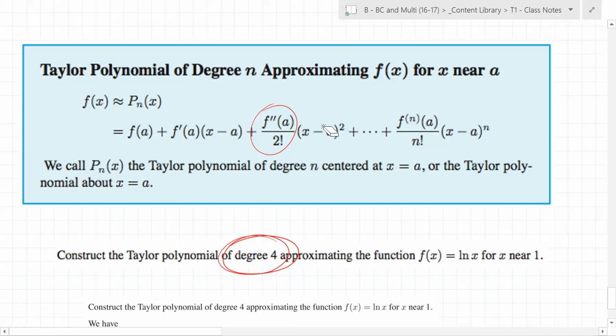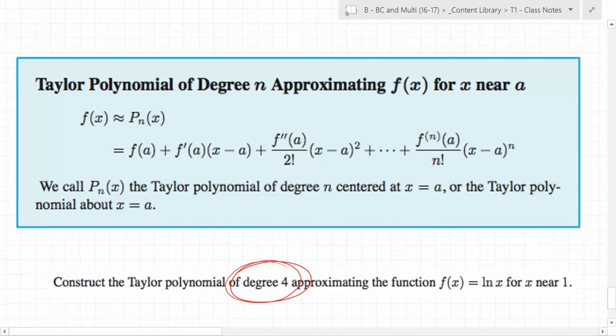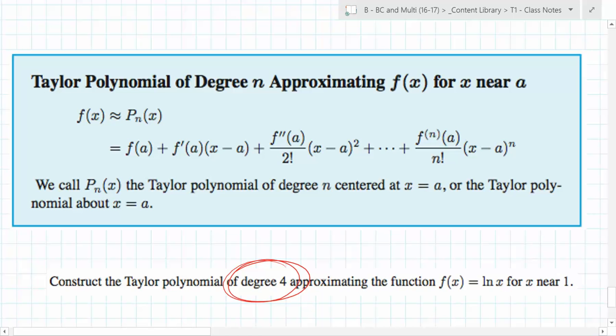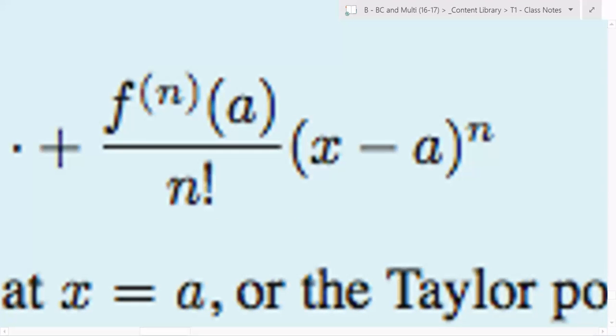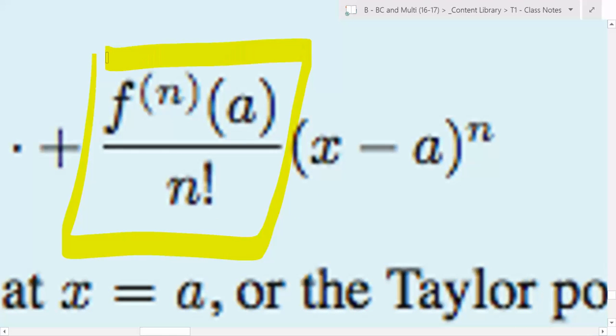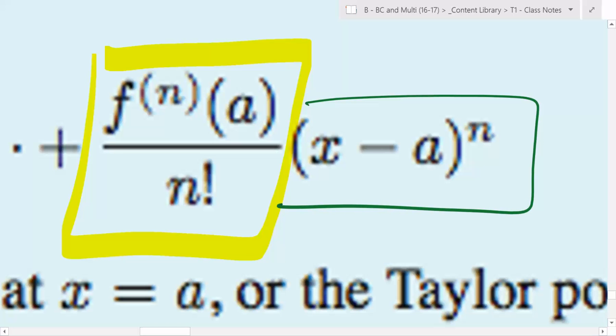What's the only thing I've added in right here? What's the only thing I've added in this blue box? What's the only thing that's new? Near a. It's near a instead. So does this change the formula at all? Not so much. What did you memorize before? You memorized when a was what? Zero. So now instead of zero, you can plug in any number you want. And what does it change about the term? Instead of x to the n, it makes it x minus a to the n. That's it. Can you center these things anywhere you want?